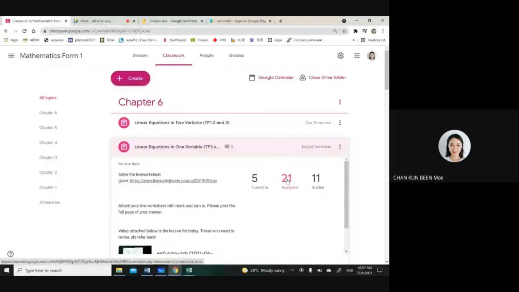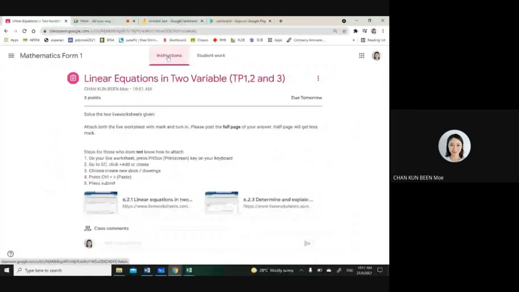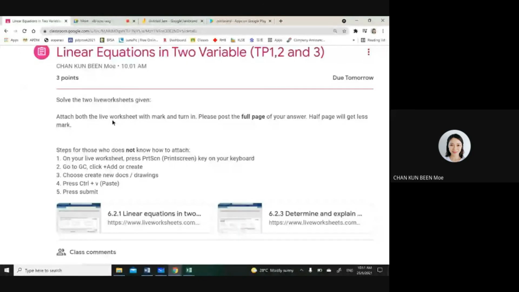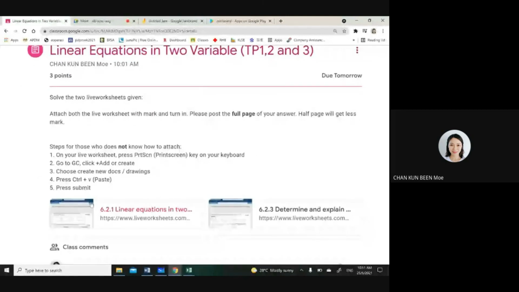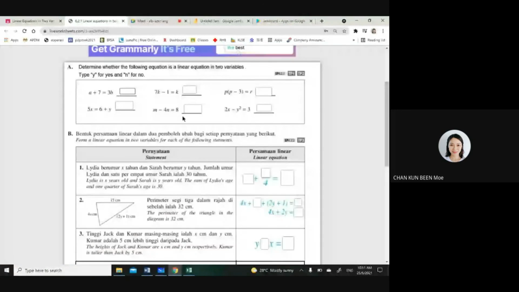Okay, this is today. So today, I let you see the assignment over here. You follow the instruction. Solve the 2 worksheets given. Why I give you 2? Because the first one is very simple. You just need to type yes or no into the answer over here. Remember, because I noticed a lot of you can get the correct answer, but then because you use a spacing, that's why you got it wrong.